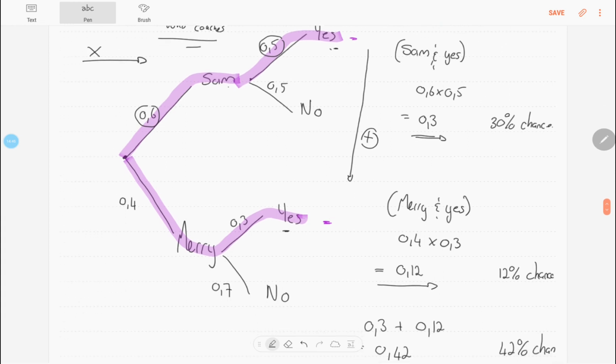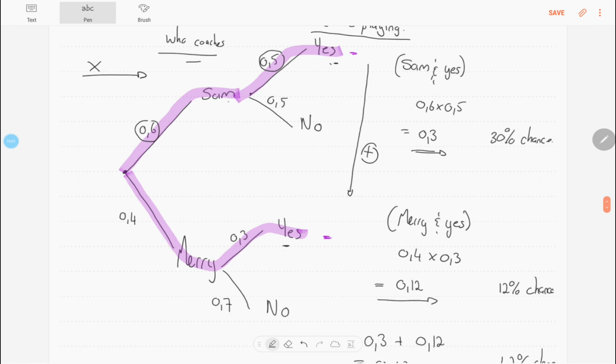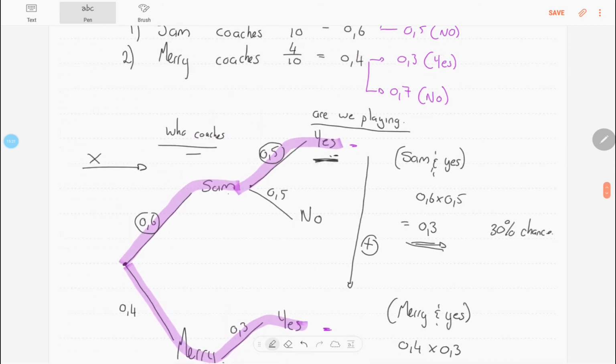Okay, cool. I hope that clarified some stuff. Just remember, moving across to the right is a multiplication, and moving down we're going to add up. We added them up because we had two outcomes that suited us. We wanted a yes and a yes, so we had two lines, and we added up the two possible probabilities. If we had three of them, we'd add up the three. So we look for our total possibilities here.